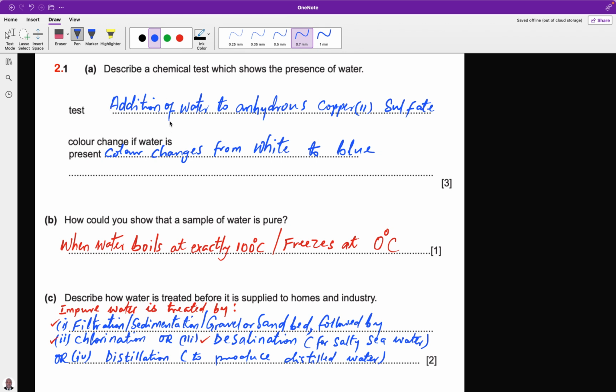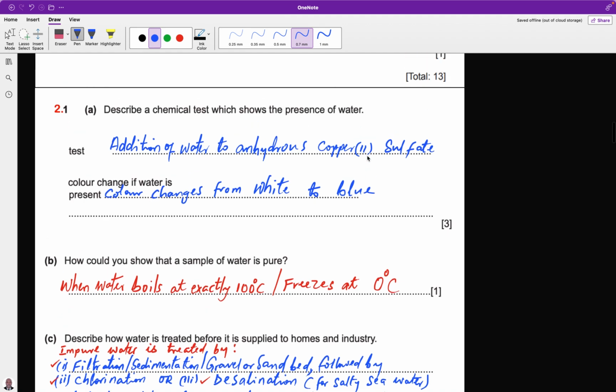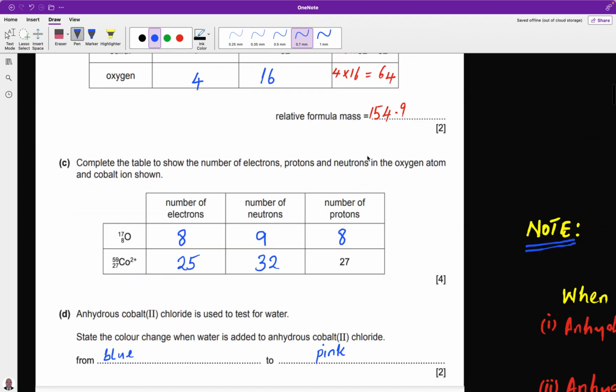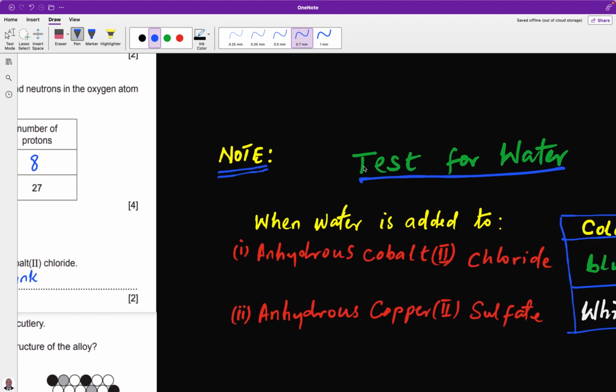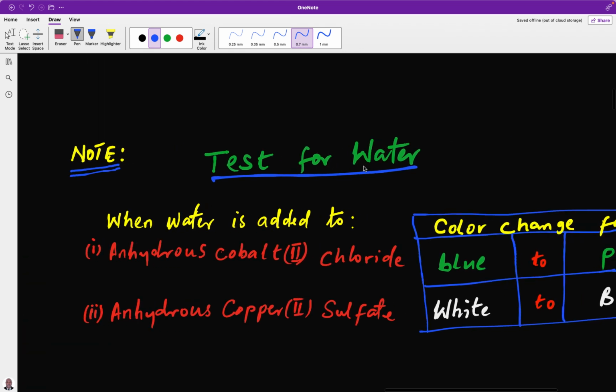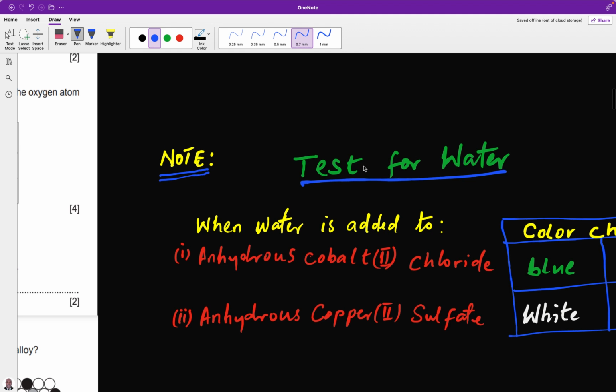addition of water to anhydrous copper 2 sulfate. Addition of water to anhydrous copper 2 sulfate, the color changes from white to blue. You can also use the other example that we used here. You can also say addition of water to anhydrous cobalt 2 chloride, the color will change from blue to pink. So there are two answers you can give.